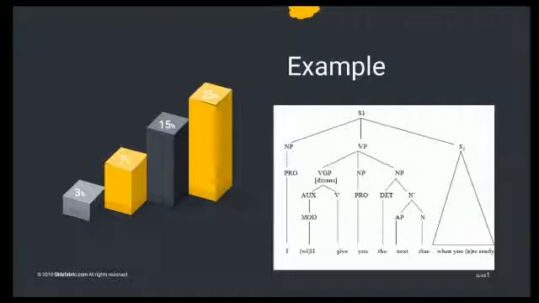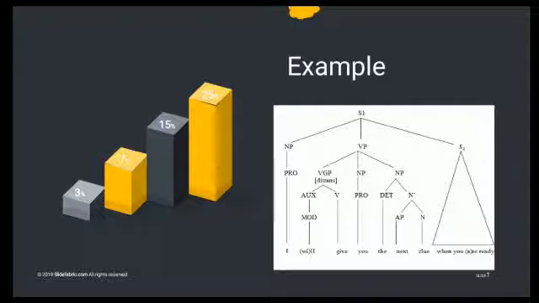Start from the S1. S1 divides into three parts. The first is noun phrase, the second is verb phrase, and then the last one is S2. Noun phrase divides into one line, a pronoun. Pronoun is the word I. And then the second is verb phrase. Verb phrase divides into three parts: a VGP, a verb group phrase, then a noun phrase, and the last one from verb phrase is a noun phrase again.